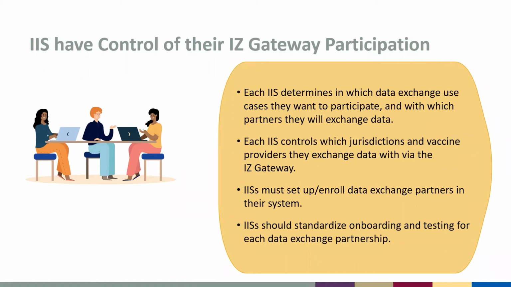So the key takeaway from this slide is just having the understanding that IIS have control and how they interact with their data exchange partners through the gateway. And that just means that IIS have full control. They choose the use cases in which they participate in. They choose which partners they would like to exchange with. And this happens technically as well. So not only do you select them, but you have to go through a process of actually setting them up in your systems and then testing the data to ensure it meets your data quality standards. Next slide.